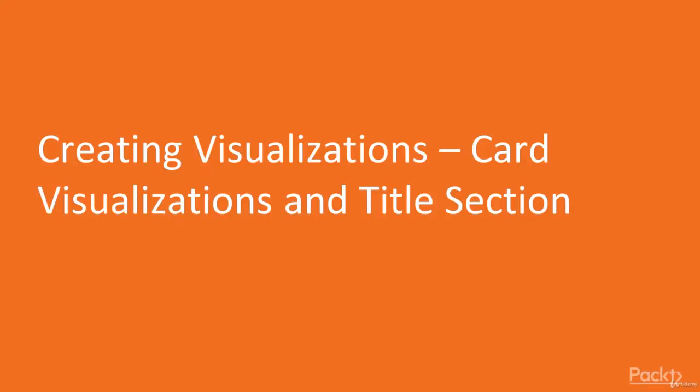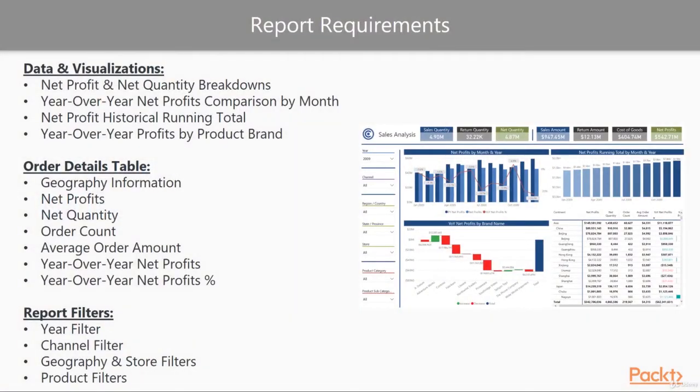In this video, we're going to explore how to create a title and card section in our report. As a quick recap, we've now completed the entire charts and graphs section of our report, which includes the matrix table, net profits running total chart, year-over-year net profits comparison chart, and a waterfall chart from our previous videos.